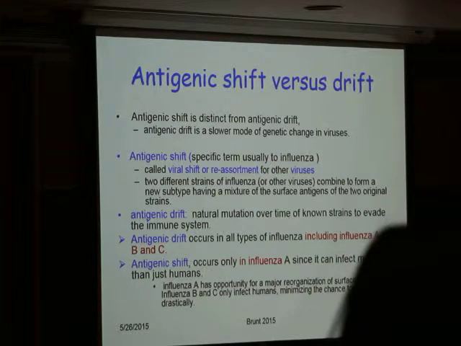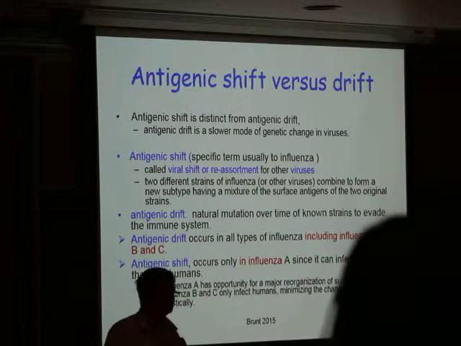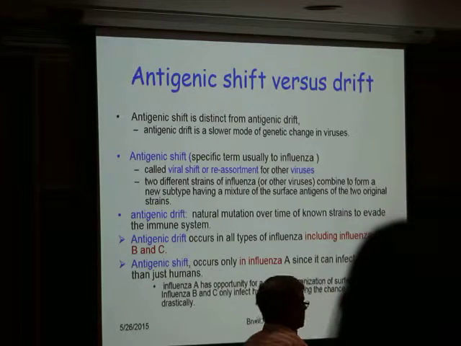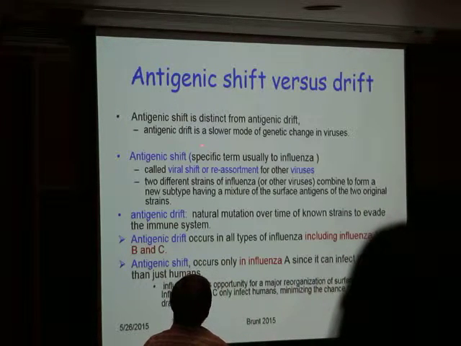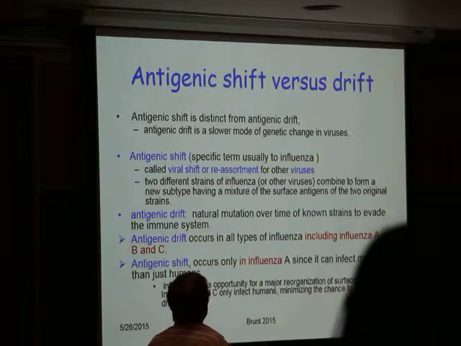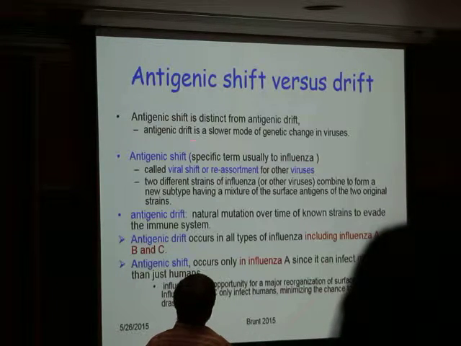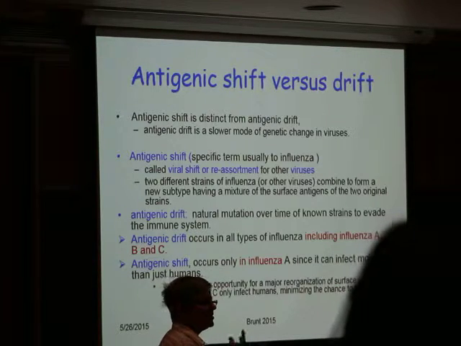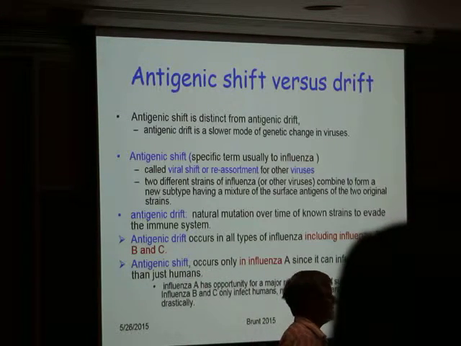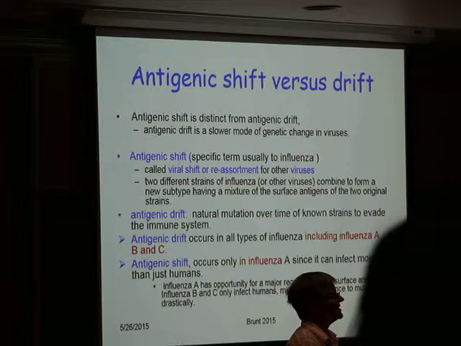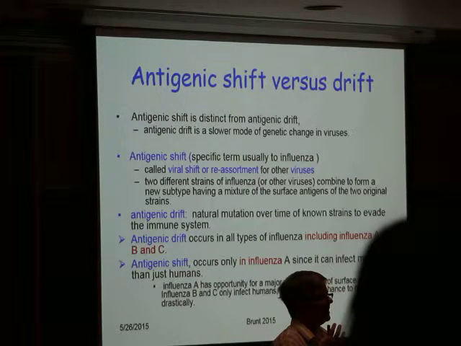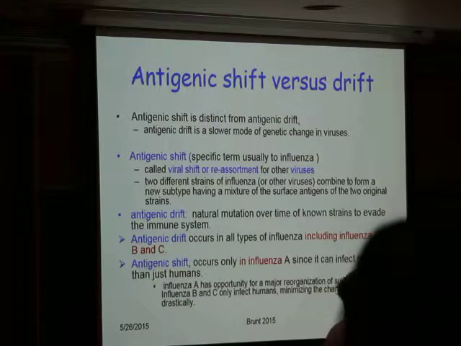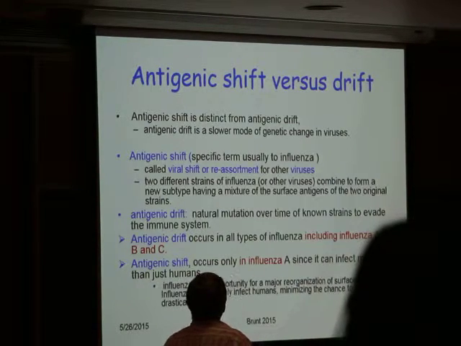So there are two important genetic variations that can occur in viruses, and influenza is probably the best one to look at these. One is antigenic shift, and the other is antigenic drift. So you can think of antigenic drift as a very slow change in genetic sequences. So basically this is the classic mutations that occur over the course of evolution over a long period of time.